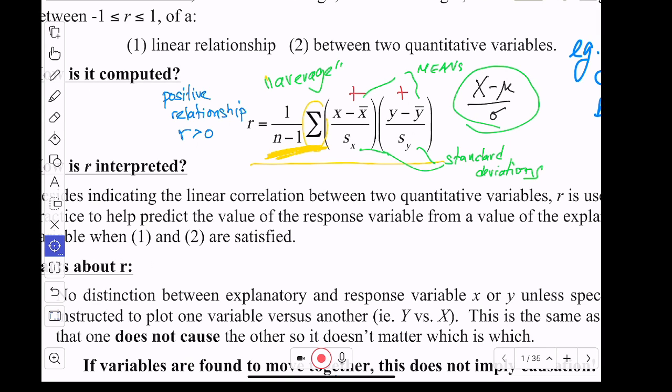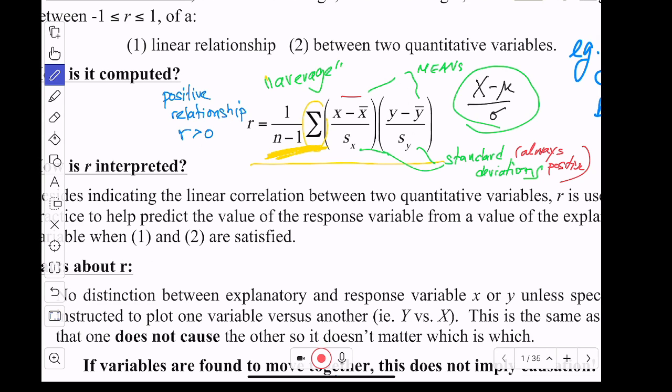What about when x is negative, though? So with a positive relationship, remember, this is really important. Let's say x is below its mean. So x minus the mean will be a negative number, while the standard deviation it's divided by will always be positive. Why? Because it's the square root of something. So don't forget that.